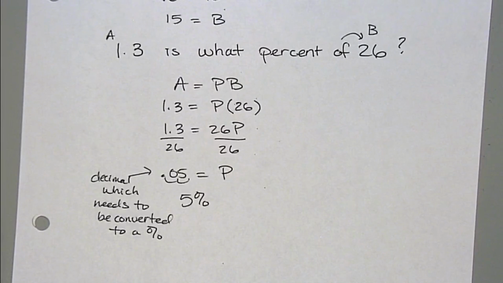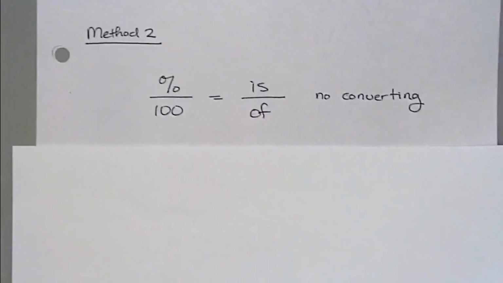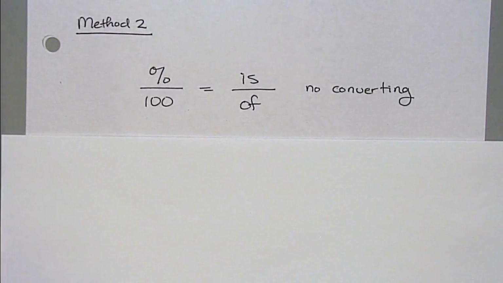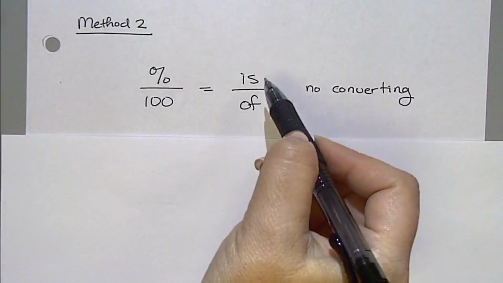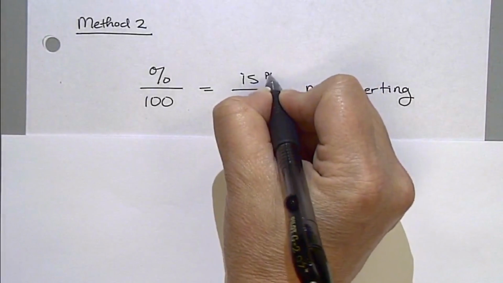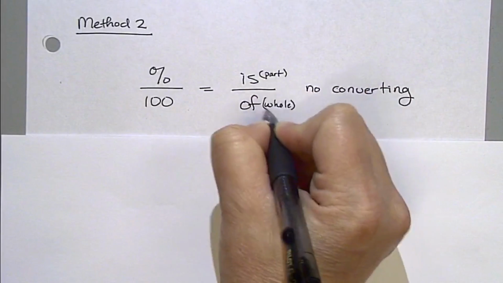So, okay, the other method, which I'll just call method 2, is setting up a proportion. A proportion is when you have one fraction equal to another fraction. It's the same thing, so if you like the other method, that's fine. This one has the percent over 100, and the other fraction is the is over the of. Or another way you can look at it is the part over the whole.